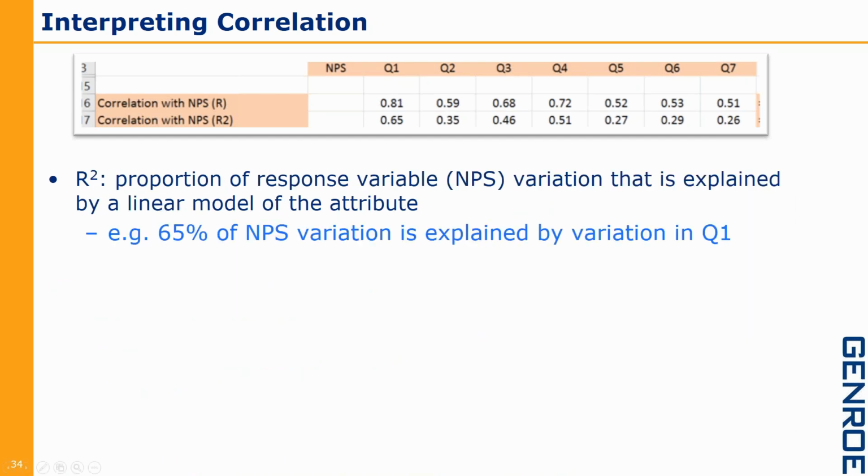R squared, which is the number below, is also interesting, and the way to interpret that is that it's the proportion of the response variable, so the NPS variation, that is explained by movement of the attribute. So 65% of the movement in NPS is explained by movement in question 1. That's quite high. And 27% for some of the ones down the bottom. So question 1's pretty solid. You'd be looking pretty hard at question 1 and saying, what is that and how can we improve that part of our business? Okay, so that's how you interpret the R squared and the R.